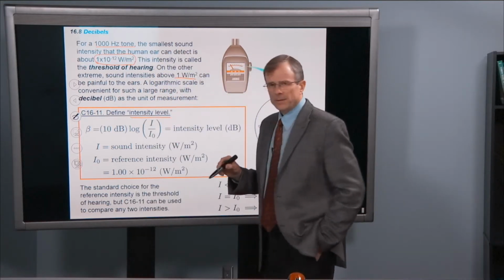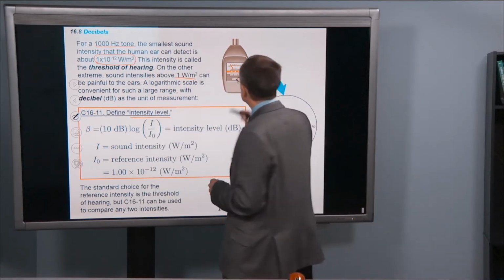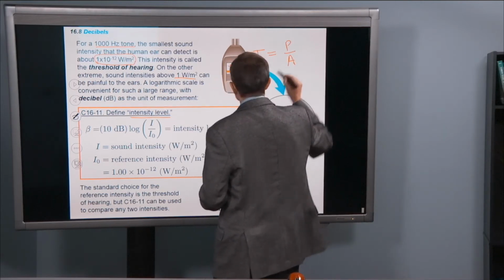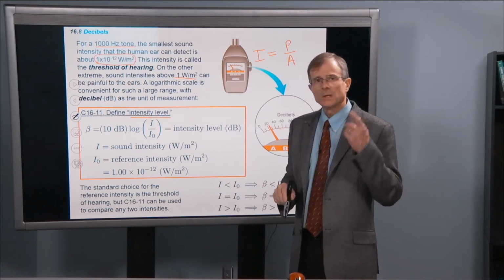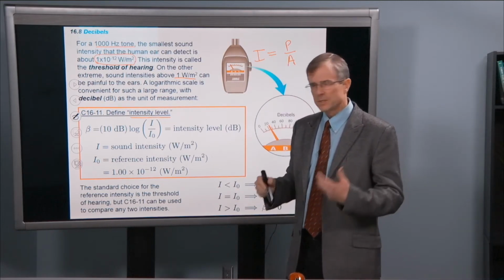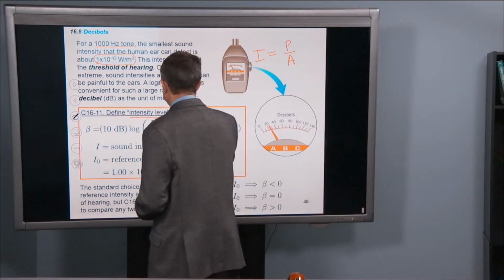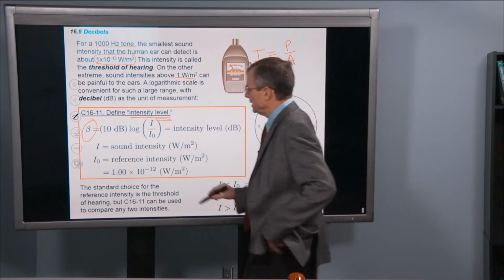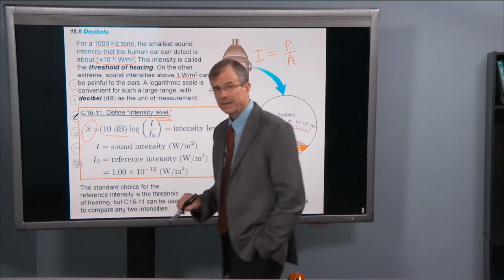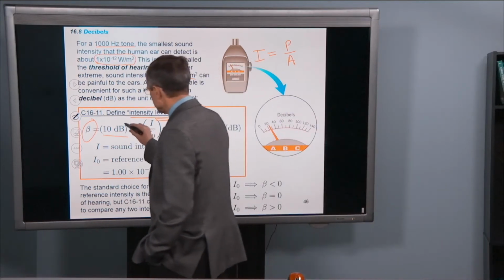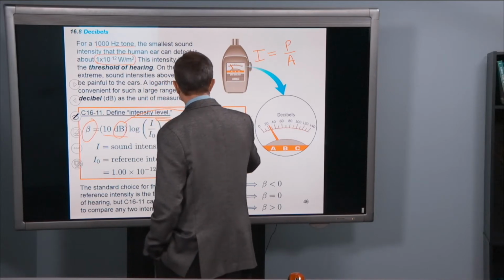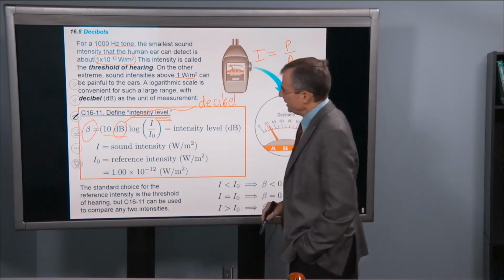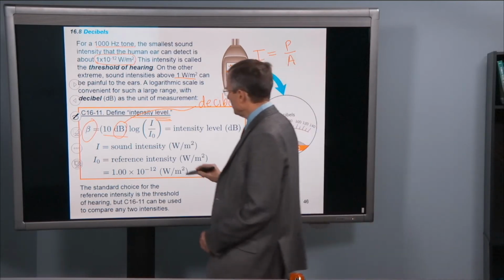So you said, well, we already defined intensity. Intensity is a power per unit area. Now we're defining something new. It's called the intensity level. So it's a different measure of the intensity. And the intensity level is denoted by the Greek letter beta. It's equal to 10, the number 10, dB, which stands for decibels, times the logarithm, and this is a log base 10.